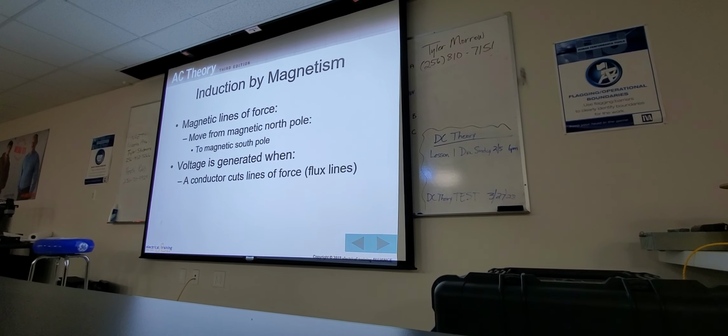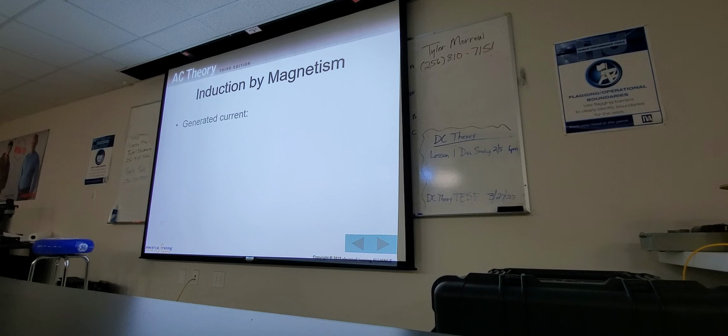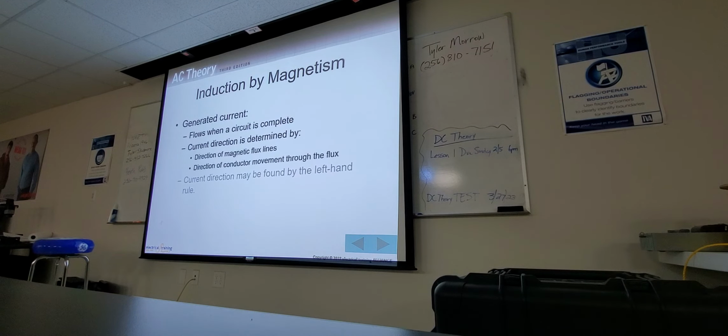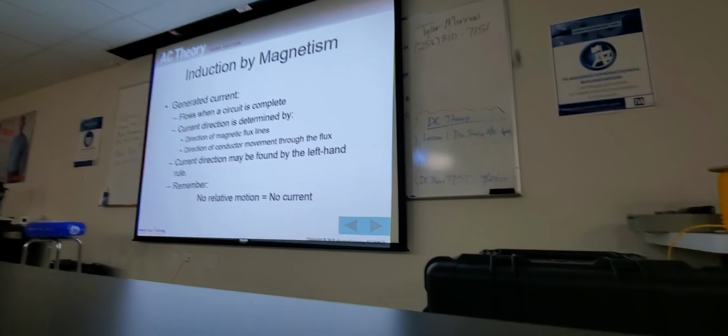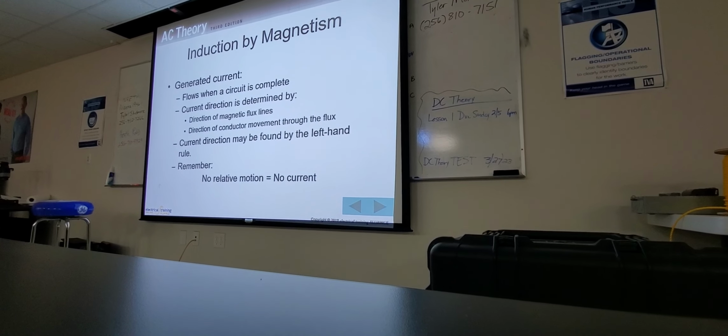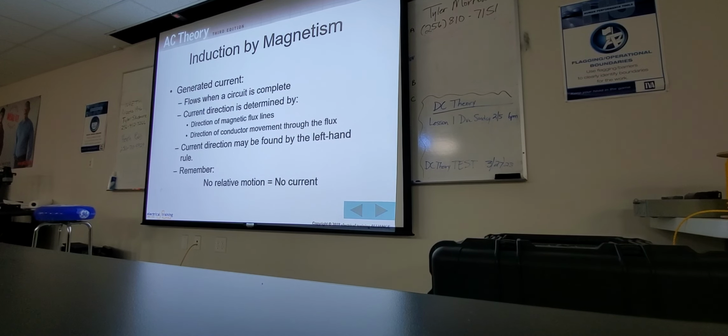Alright, so we know that voltage is induced when a conductor cuts the magnetic field, right? We learned about that with the inductors. Current will flow when the circuit is complete. The current direction is determined by the direction of the flux lines and the direction of the conductor's movement through the flux. Current direction may be found by the left-hand rule. Remember, if there's no motion, there is no current.